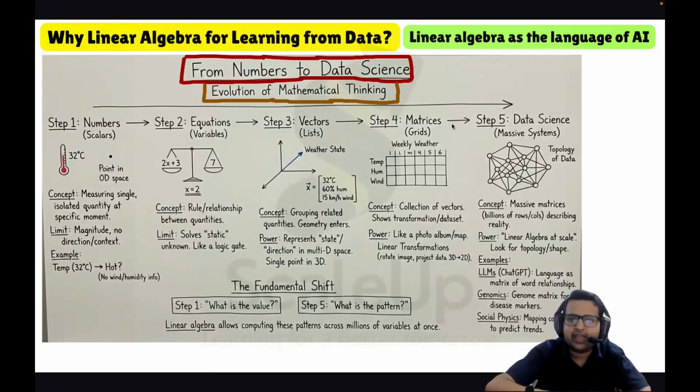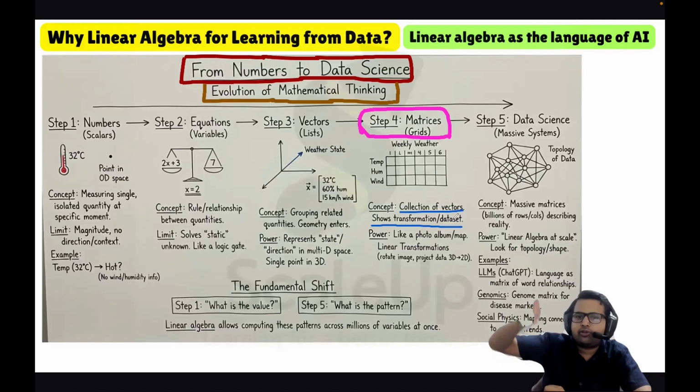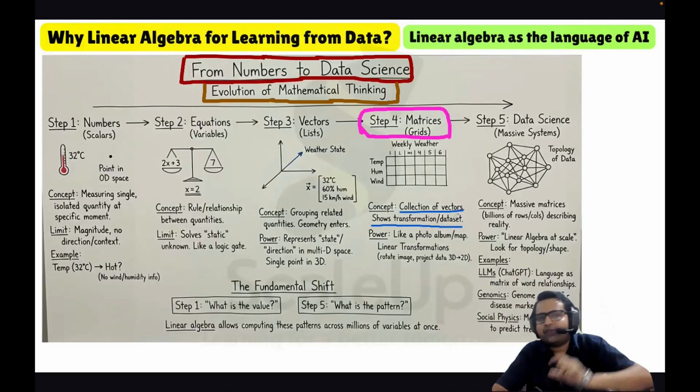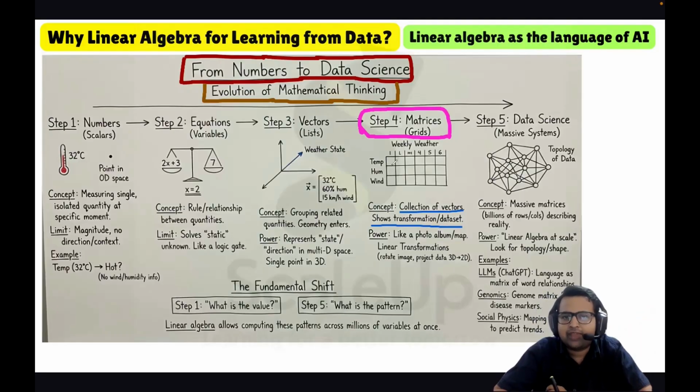Then in this evolution, we have matrices or the grids. Now let us understand the concept of it. A collection of vectors is a matrix. A matrix does not just show a state; rather, it shows a transformation or an entire data set. A vector is information about a single point, but a matrix can represent the entire region, wherein the columns can be individual points.